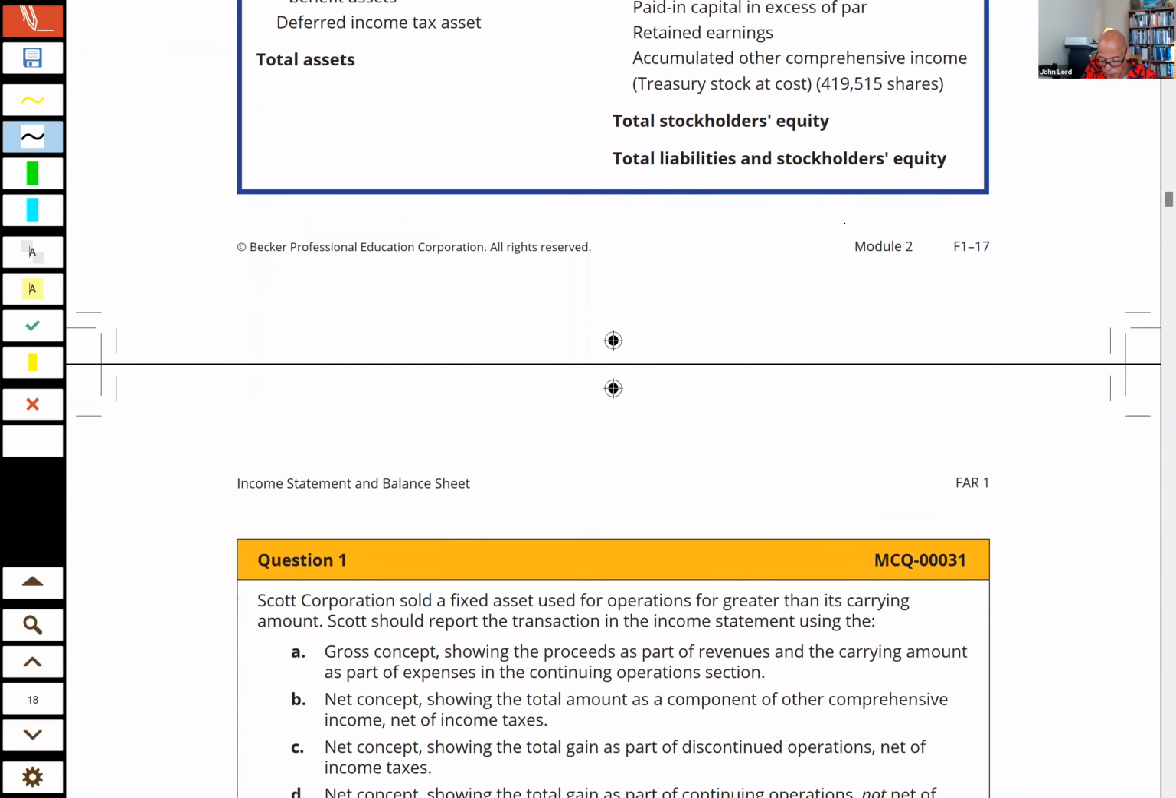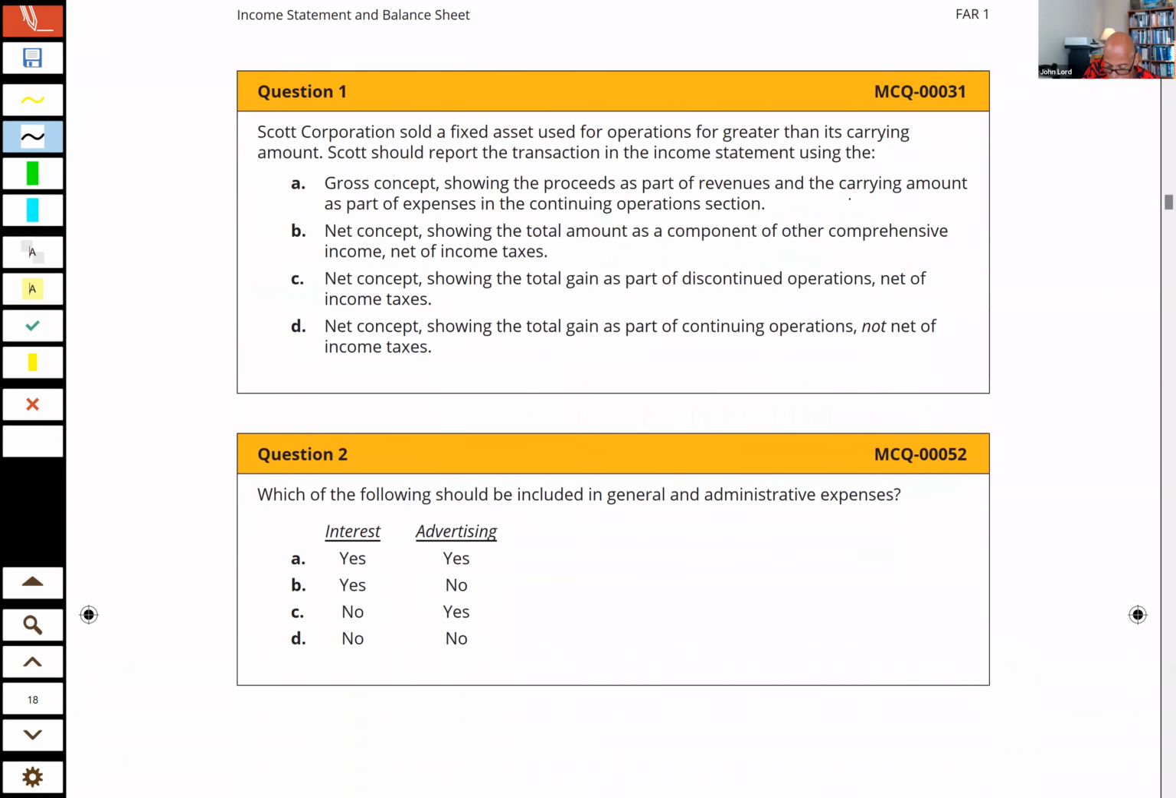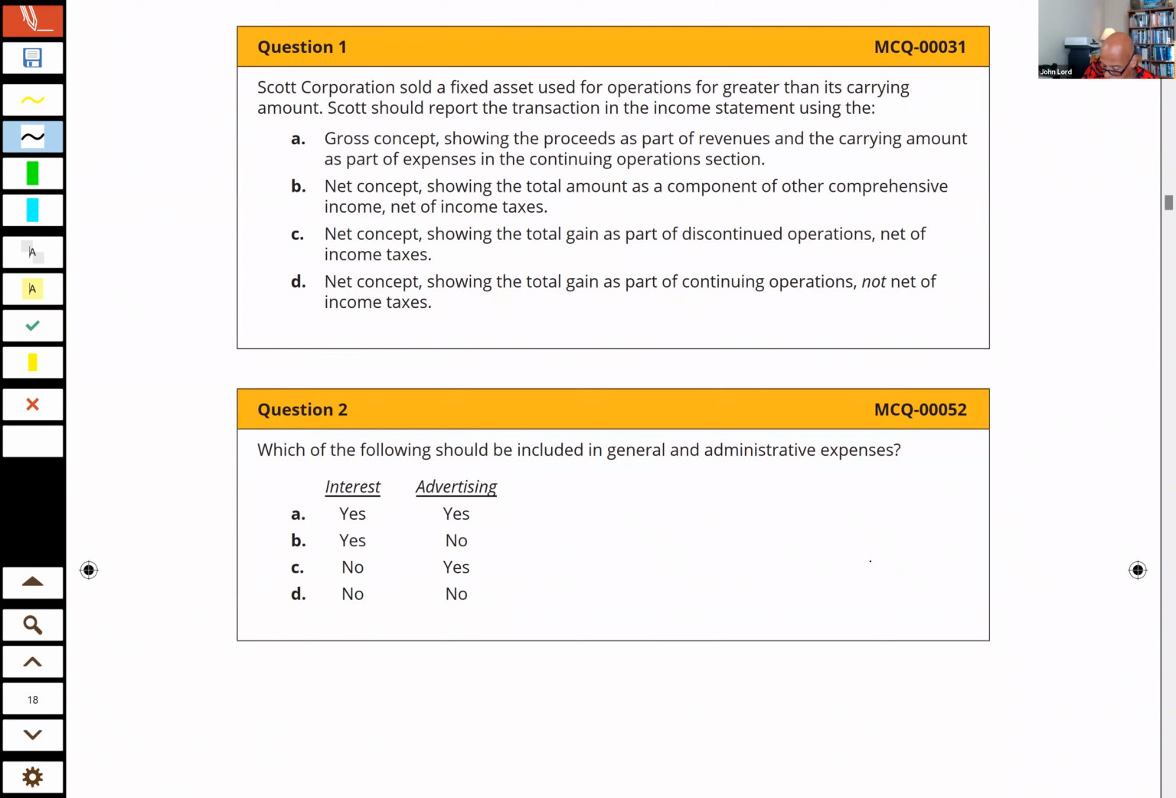Okay. All right, let's just go ahead then and let's take a look at a couple of multiple choice questions. And as I said, I'll give you about 2 minutes for this first one. We're going to look at both of these.